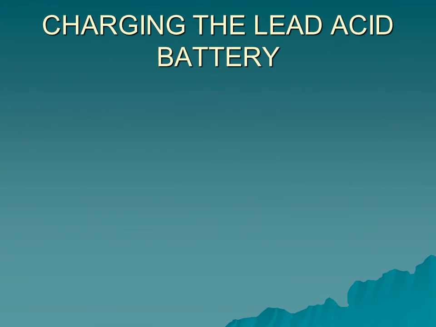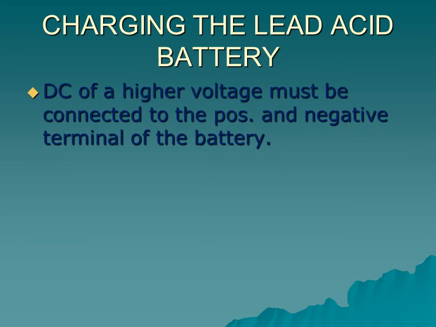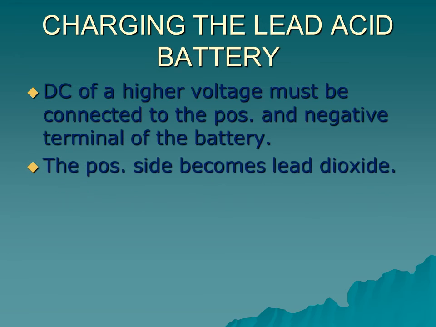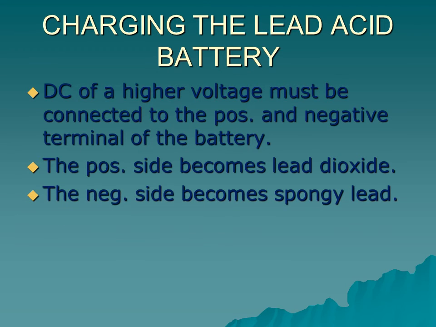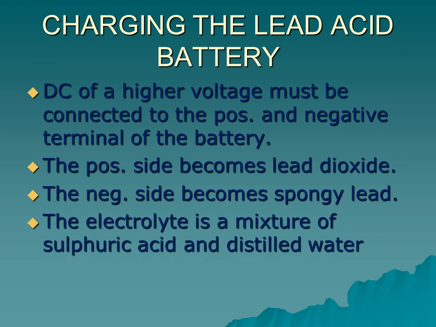Charging the lead acid battery. DC, or direct current of a higher voltage, must be connected to the positive and negative terminal of the battery. The positive side slowly becomes lead dioxide as the charge progresses. The negative side then becomes a spongy lead. The electrolyte is a mixture of sulfuric acid and distilled water.